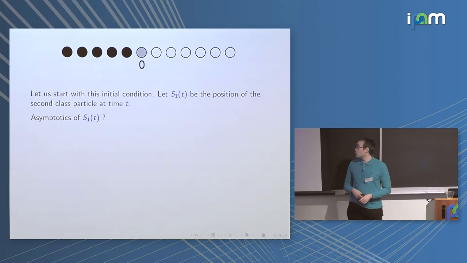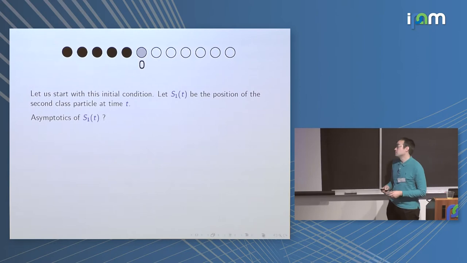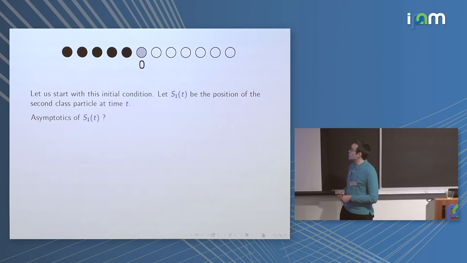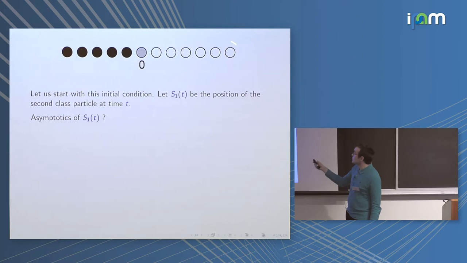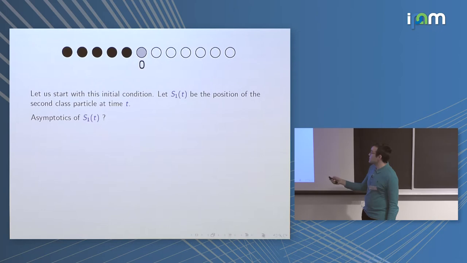So now I will be interested in asymptotic questions about such models, and probably one of the simplest non-trivial questions of the sort is the following. Assume that I have an analog of step initial condition, and to the left I have first class particles, the strongest particles, to the right I have holes, the weakest particles, and in the middle I have the middle type of particles. Standard terminology here would be that these are first class particles, the strongest, this is second class, and these are holes. This is the situation at time zero, and then what happens when time grows? What happens with this second class particle?